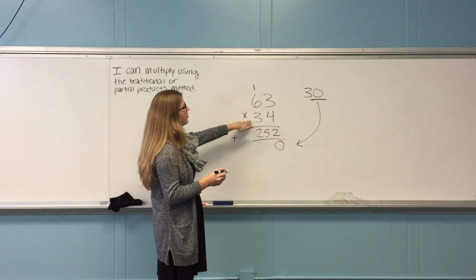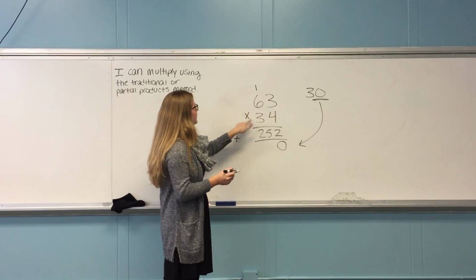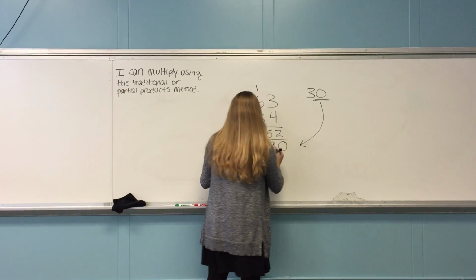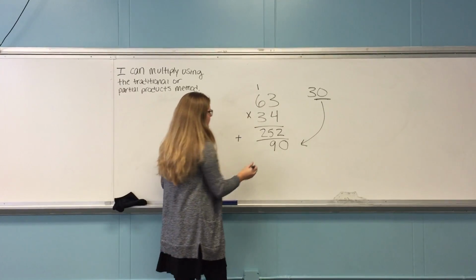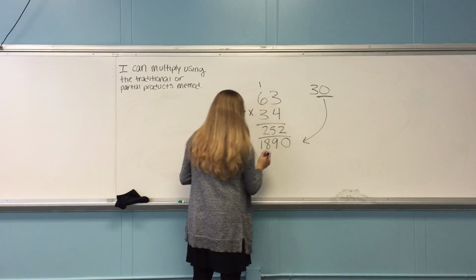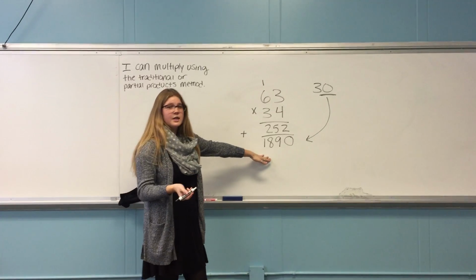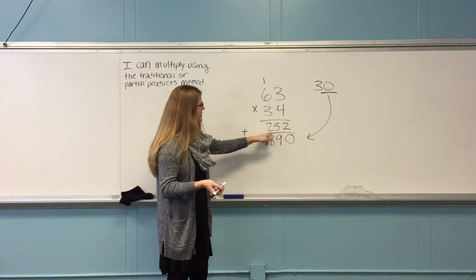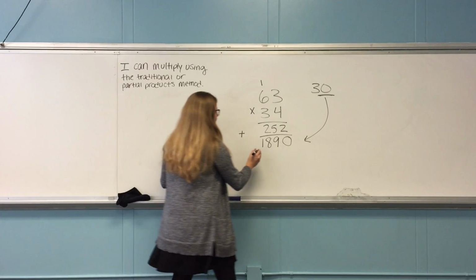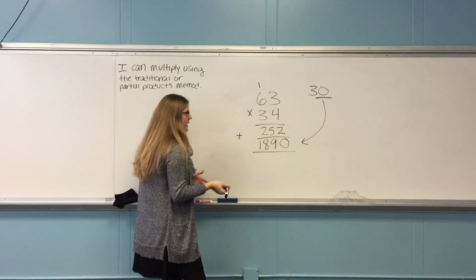So we're going to go back up here and focus on the 3. 3 times 3 is 9. 6 times 3 is going to be 18. And again, do you see how my place values are lined up for when I add? So my ones place, tens place, hundreds place, and thousands place are all ready to go. I'm going to draw my line underneath so I know I'm adding now.